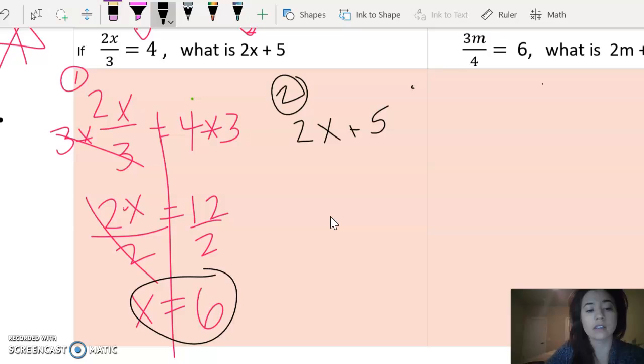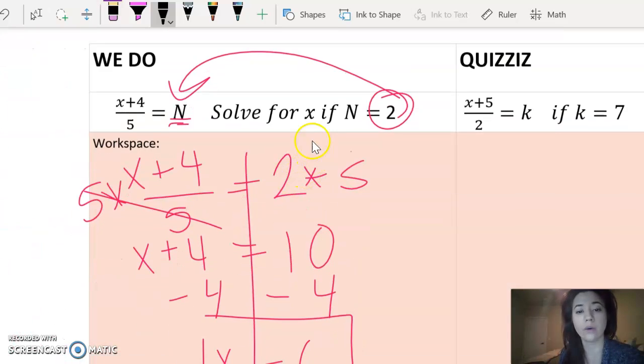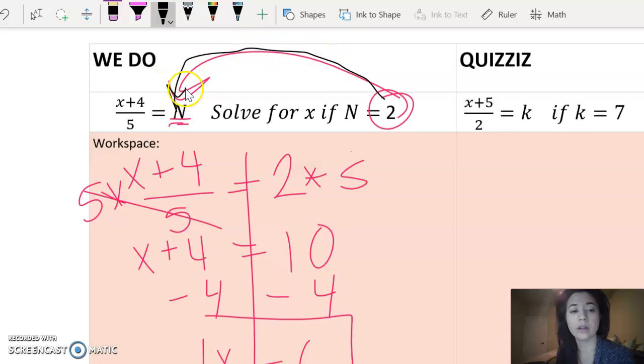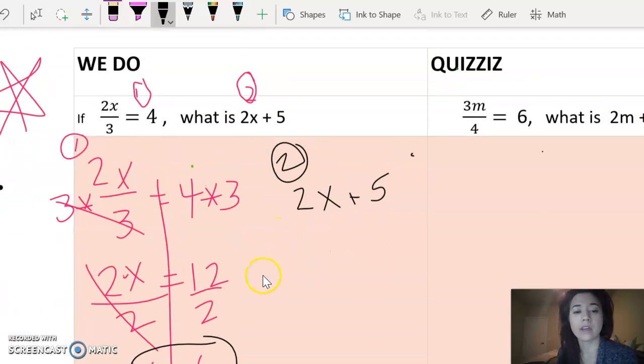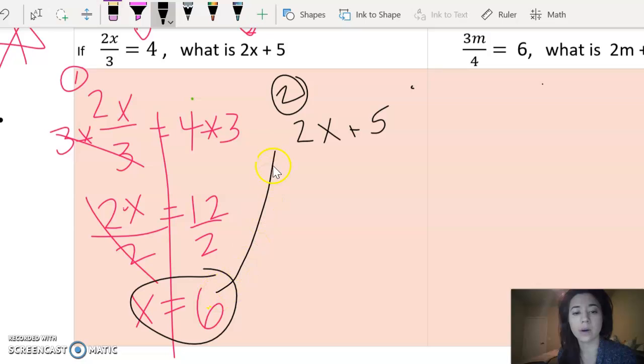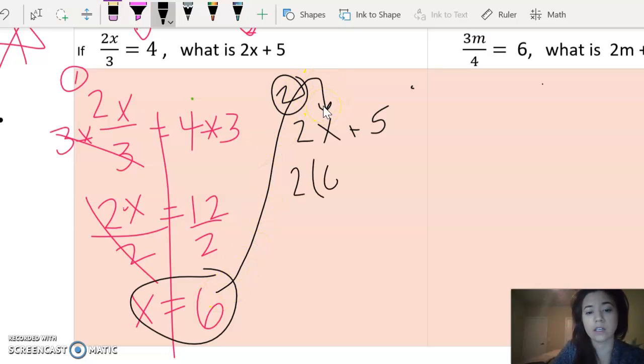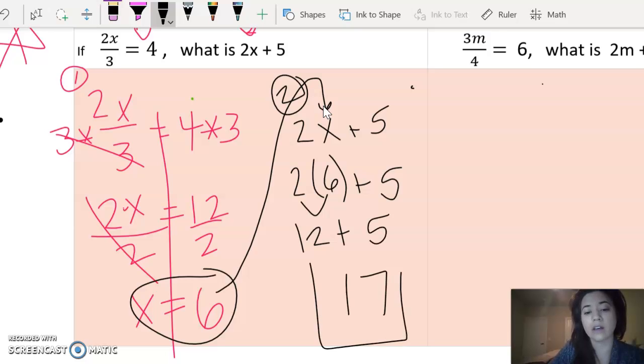X is 6, so just like above when we knew, oh, well, n was 2, so we just substituted it and plugged it in. We can do the same thing here. X is 6, so we're going to just plug that guy in for x. 2 times 6 plus 5. 2 times 6 is 12 plus 5. So my answer is 17.